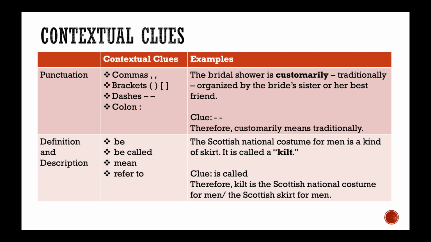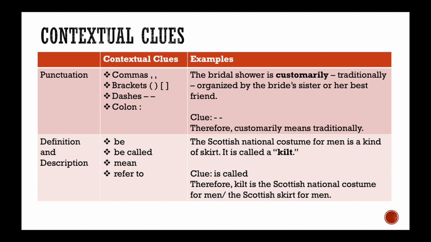Punctuation is the first one, and some types of it are given here, like commas, brackets, etc. There's an example sentence. Let's read it together. The bridal shower is customarily, between dashes, traditionally organized by the bride's sister or her best friend. So, with the help of our clue here, we can understand that customarily means traditionally.